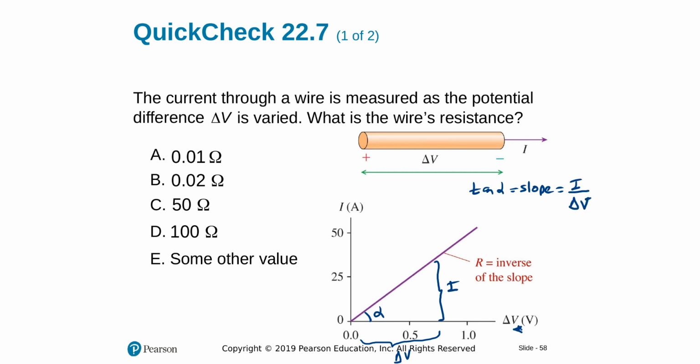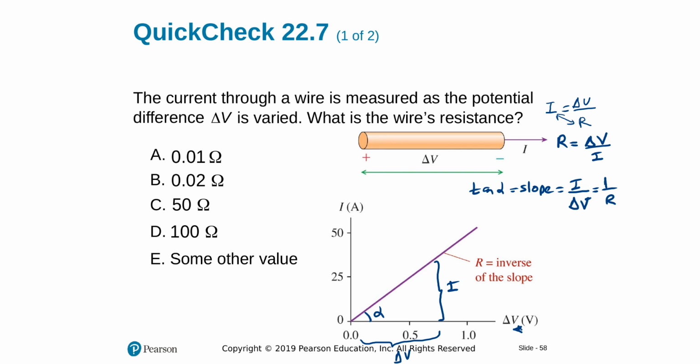Now going back to Ohm's law, I is equal to delta V over R. I can solve for R, switch positions, and inverse multiplication is always possible. R will be equal to delta V over I. So the slope is the inverse of R, and I can solve for resistance.